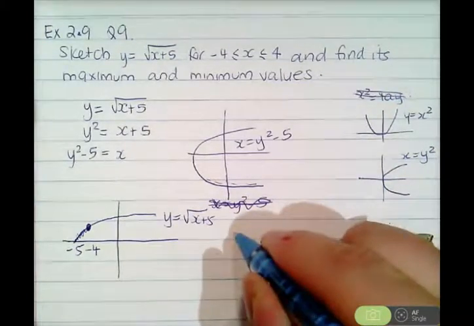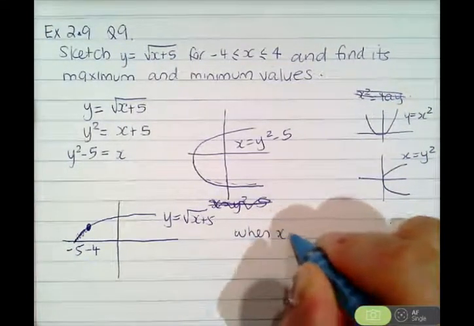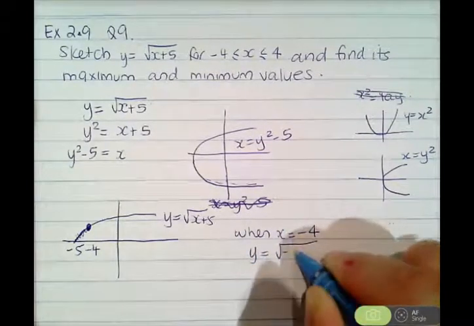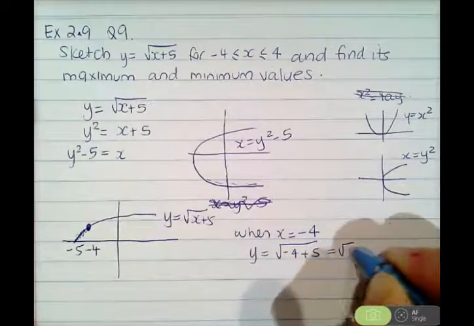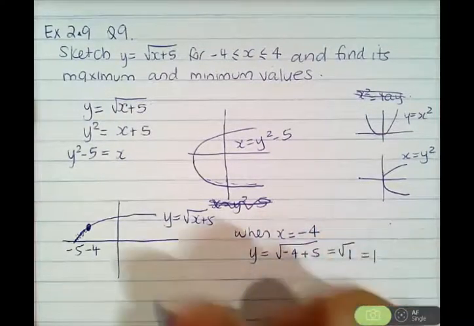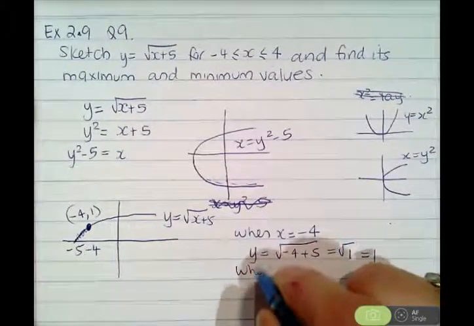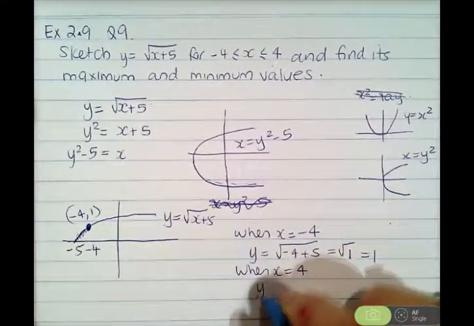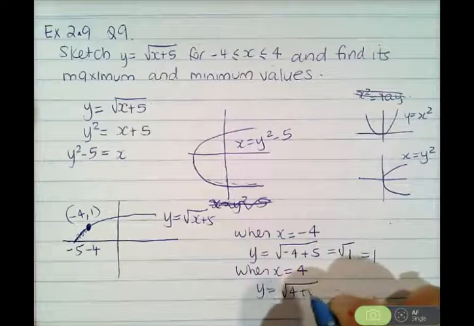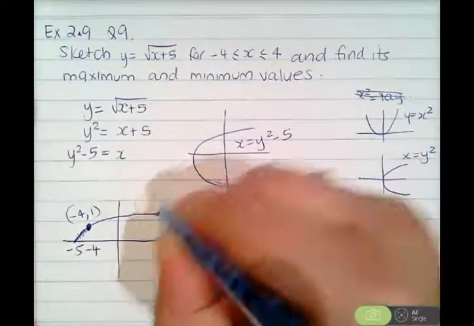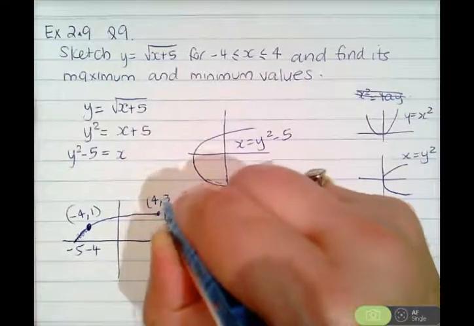But better work out the endpoints. When x is -4, y is the square root of -4 plus 5, which is the square root of 1, which is 1. So this point here is (-4, 1). And when x is +4, y is the square root of 4 plus 5, which is the square root of 9, which is 3. So this point up here is (4, 3).